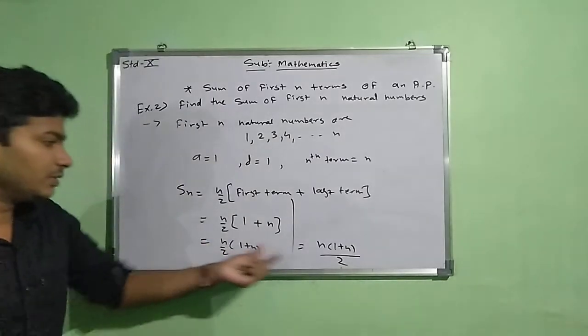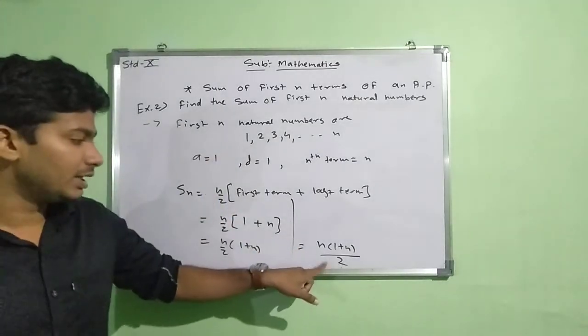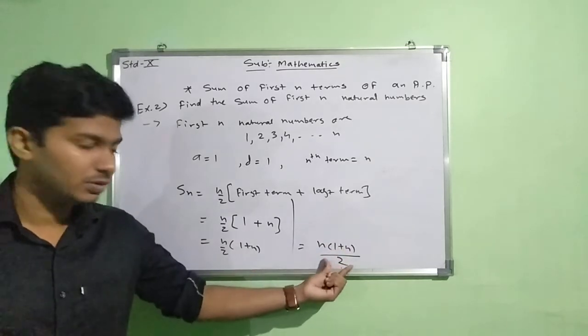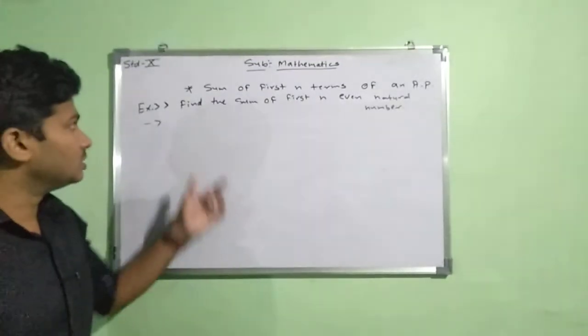So this will be your final answer. That means the sum of n natural numbers will be n into bracket n plus 1 upon 2. That will be your answer. So this is our third example.